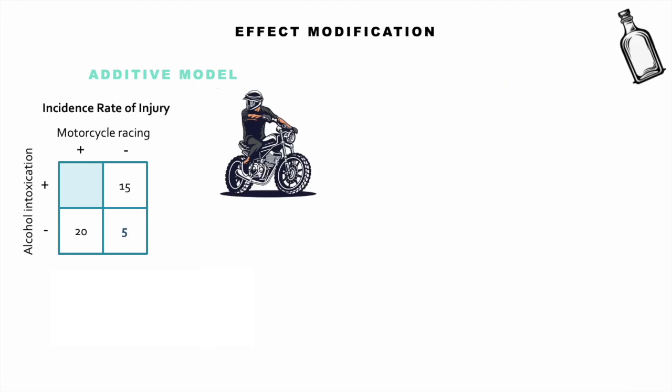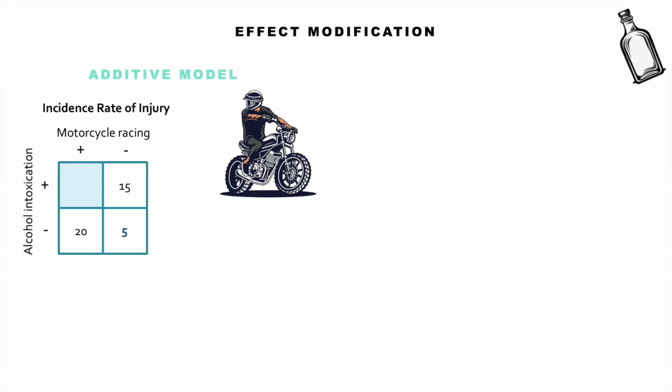As an example, people who are intoxicated with alcohol have a higher rate of injury than that of the general population. People who are drunk fall down, they get injured in other ways, and similarly, people who race motorcycles have a higher rate of injury than the general population. And if you race motorcycles while drunk, it's very likely that the risk of injury would be increased even more than doing either of those activities alone.